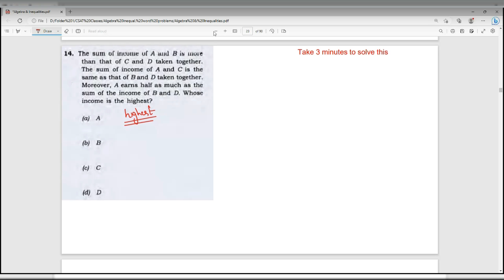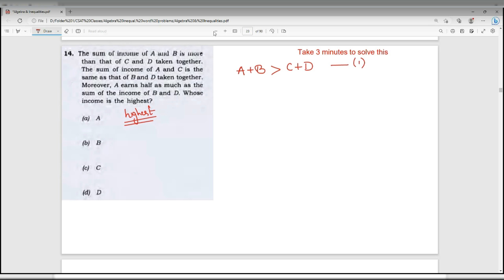So we'll translate every sentence into mathematical equations here. The first sentence says that the sum of income of A and B is more than that of C and D taken together. Let's take A, B, C, and D as the incomes of these people. So they are saying A plus B is greater than C plus D. This is the first one.